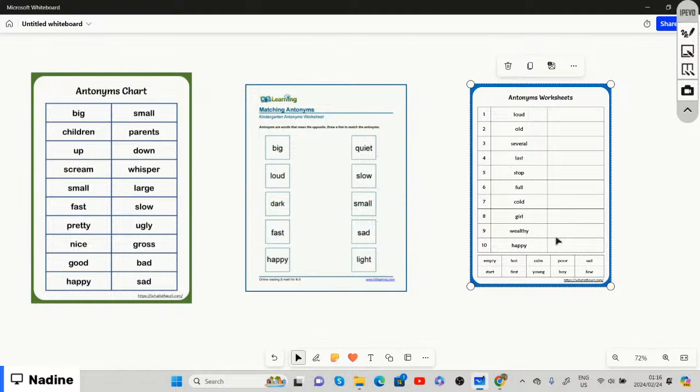All right. So we're going to match the antonyms. We're going to match the words on the left, which are big, loud, dark, fast, and happy, with the words on the right, which are quiet, slow, small, sad, and light. All right. So if we look at the word big, what is the opposite of the word big?